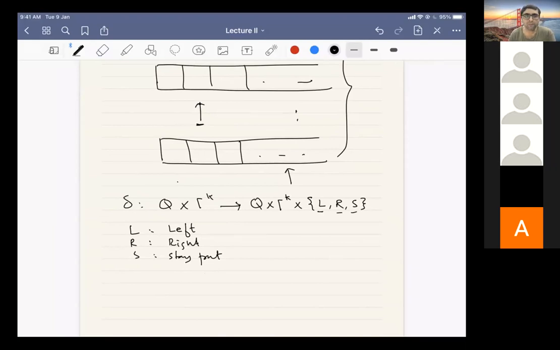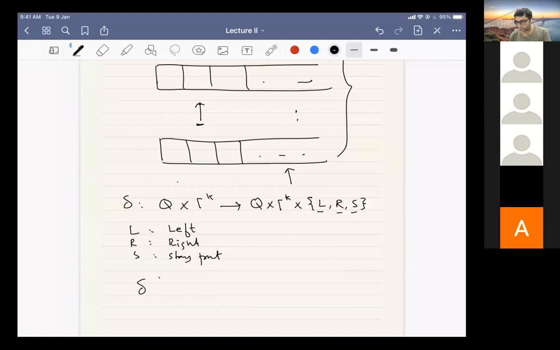Yes. So the heads of each of these tapes are not synchronized, right? They can move separately. Any head can move in any direction. It can move to left or right, or it may decide not to move, depending on the language and the direction. Okay. So how would a transition look like here?